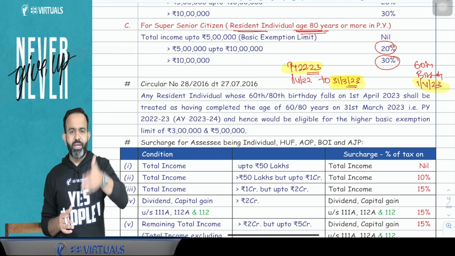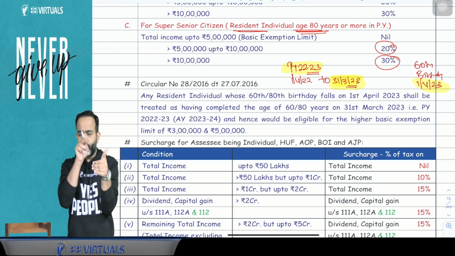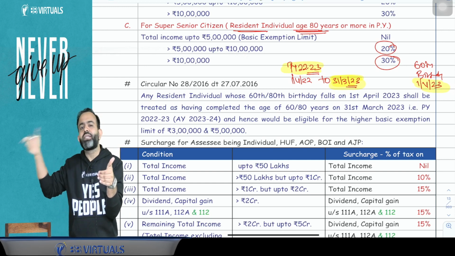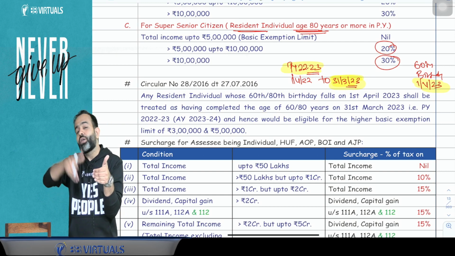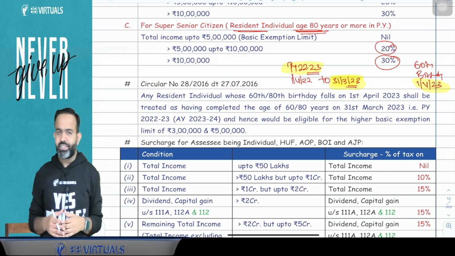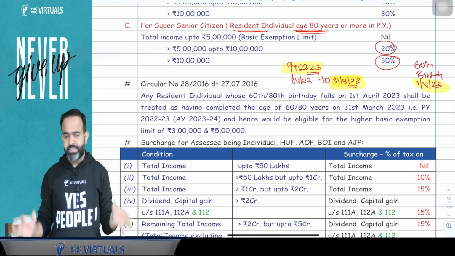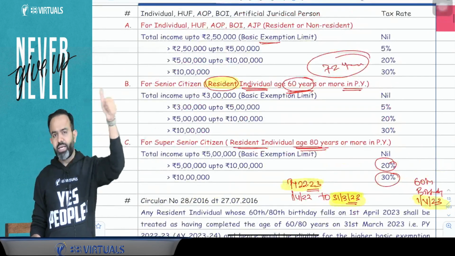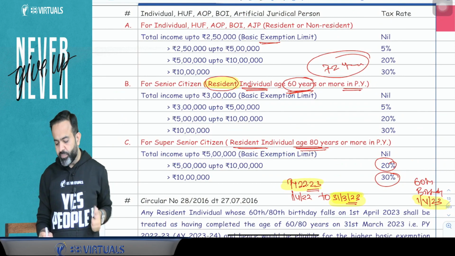So always remember, whenever you celebrate your birthday, that particular age is already attained on the last date. That particular age is already completed on the last day, and in this case, you can claim the higher basic exemption. You got my point or not? Yes. So this is the tax rate for the individual, HUF, AOP, BOI, artificial juridical person, whether it is a resident or non-resident.